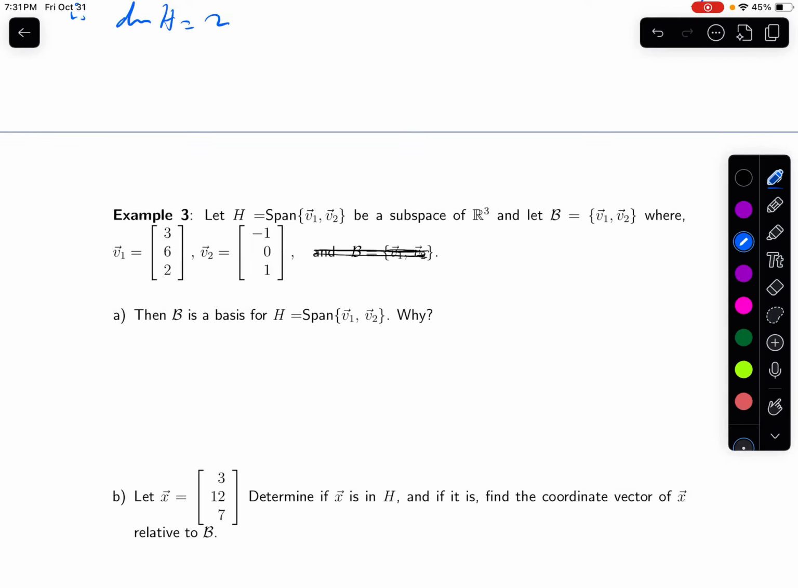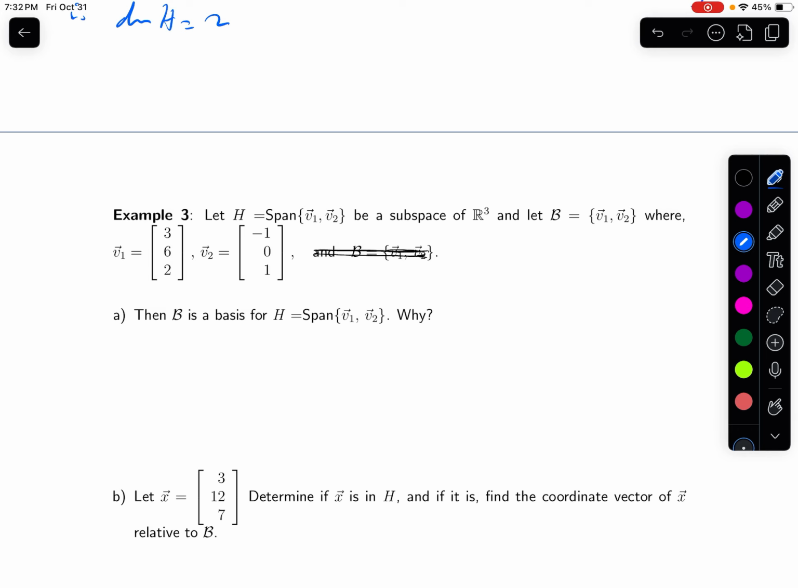Continuing with section 2.9, looking at example 3. Let H equal the span of v1, v2 be a subspace of R3, and let B equal {v1, v2}. So B consists of two vectors, v1 is (3, 6, 2) and v2 is (-1, 0, 1). Part A: B is a basis for H equal to span of v1, v2.